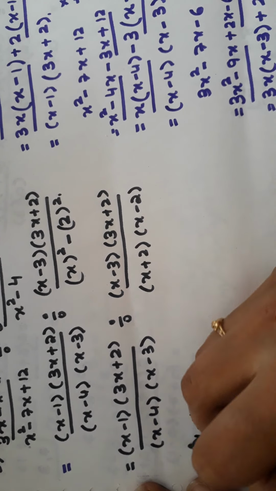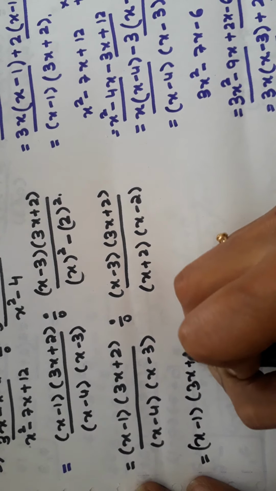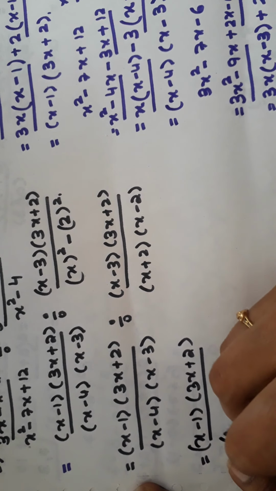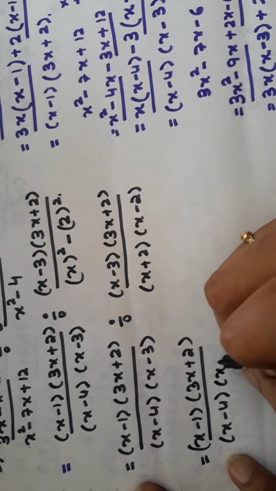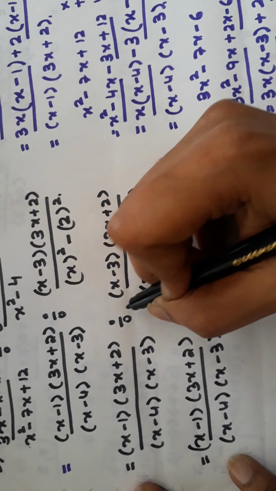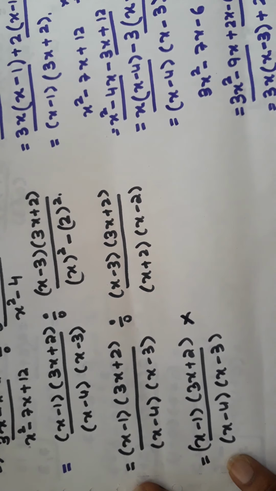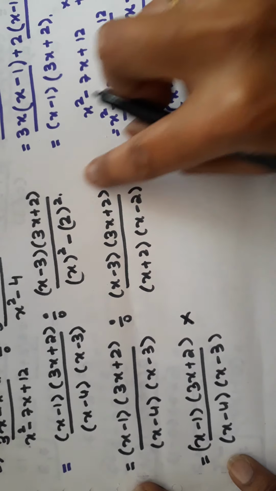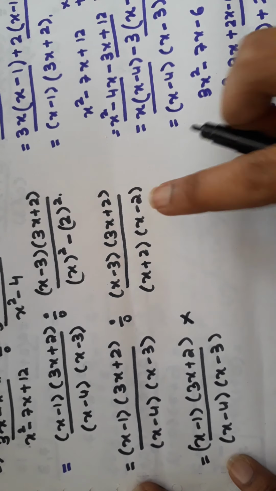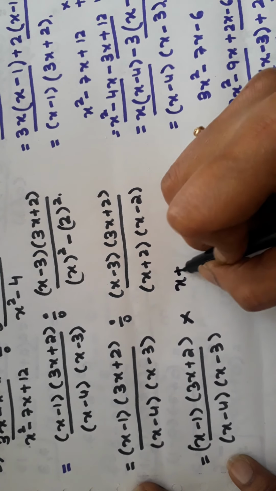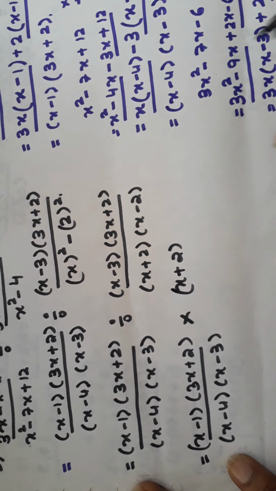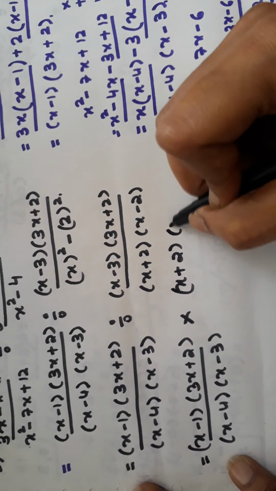So here also we are going to use the same method. Keep the first rational algebraic expression as it is. Now convert division into multiplication, but when you convert division into multiplication, take the reciprocal of the second algebraic expression. Reciprocal means numerator become denominator, denominator become numerator.